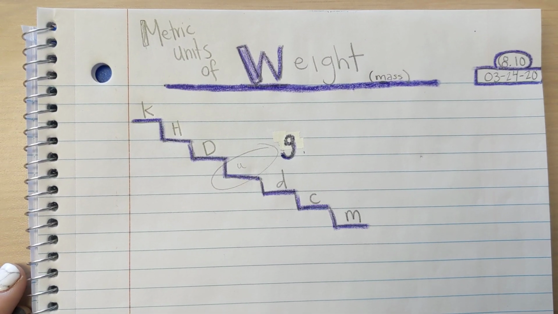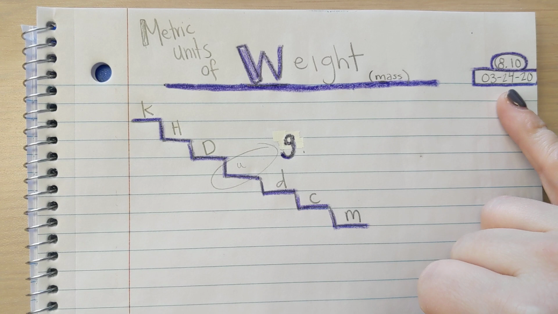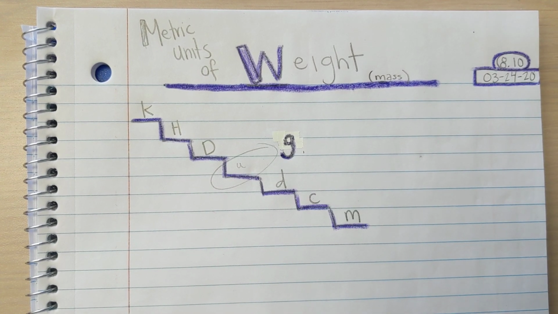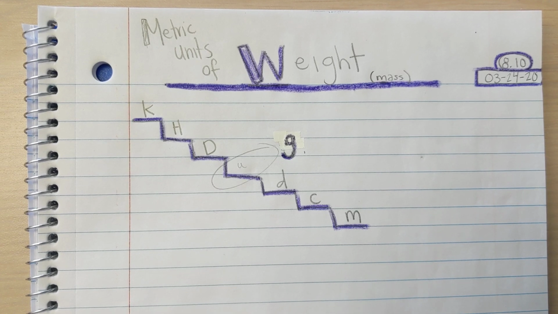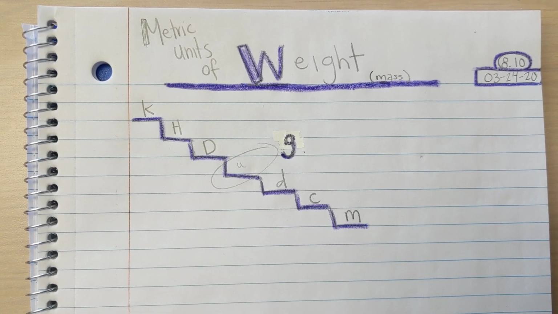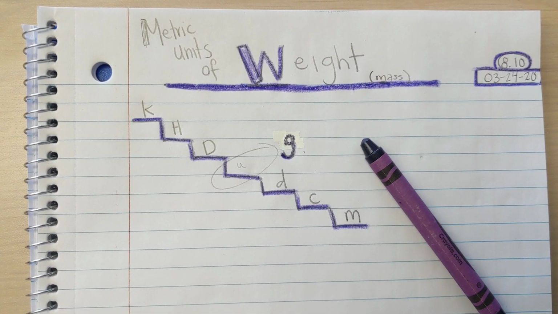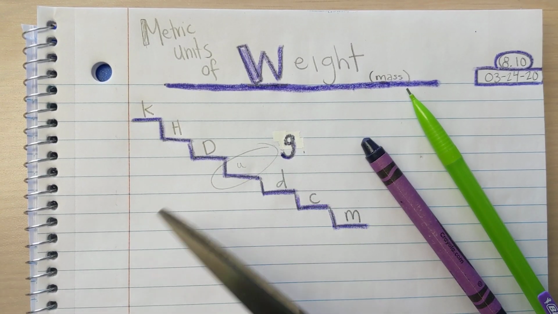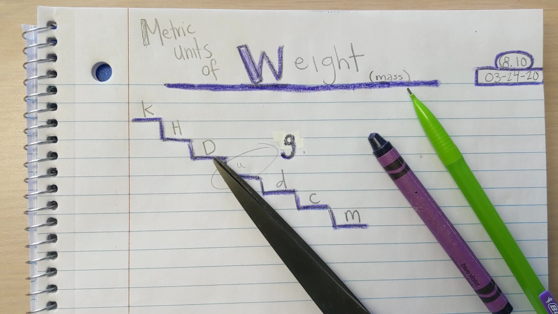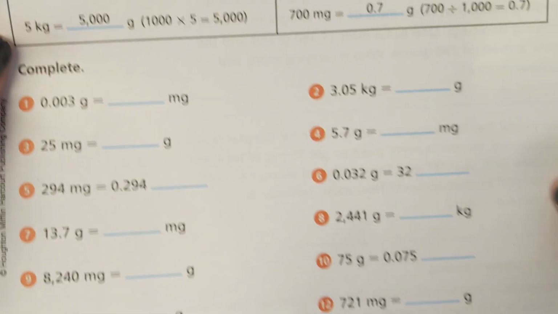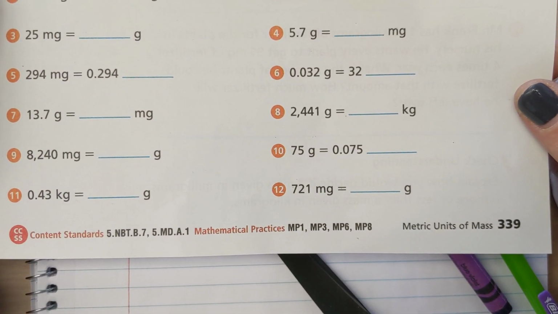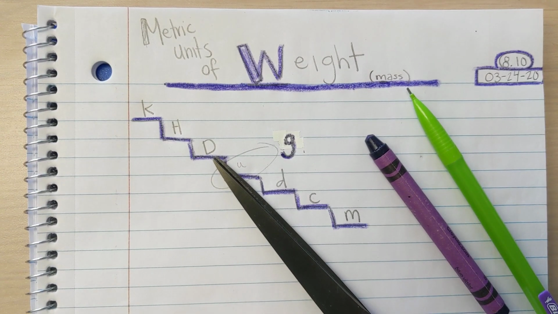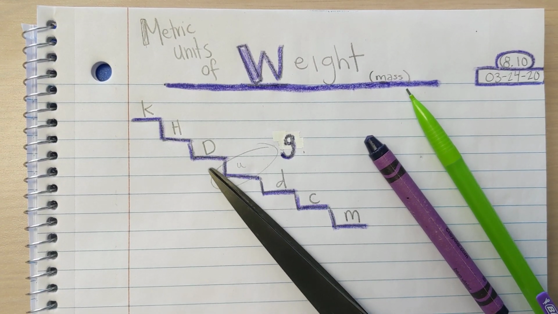All right, today's math lesson is for Tuesday, March 24th, 2020, and the lesson is 8.10. I'll give you a minute to find a purple crayon, a pencil. You're going to need scissors and a glue stick or tape today as well, and you'll need workbook page 339. So go ahead and push pause on the camera so that you can find all these things. I'll go over it again.